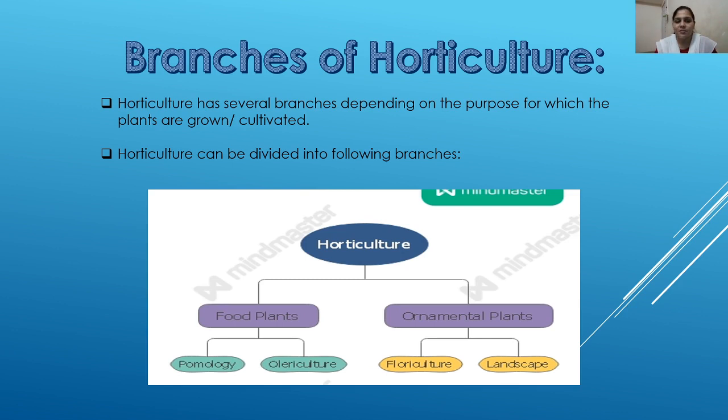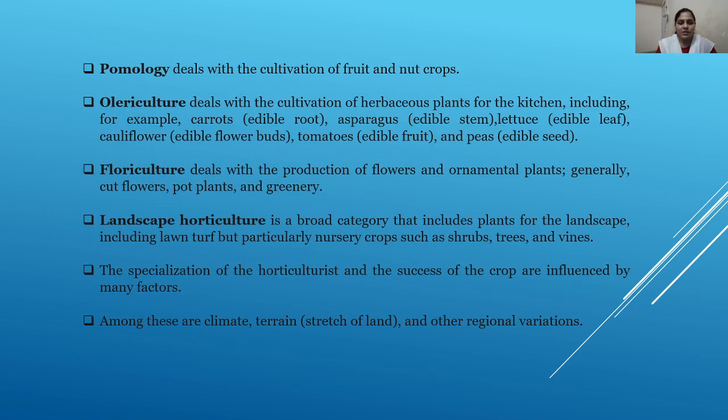The next point which we are going to study is the branches of horticulture. Horticulture has several branches depending upon the purpose or the reason for the cultivation of that specific plant. Based on this, horticulture can be divided into the following branches. The two main branches are the food plants and the ornamental plants. Food plants are further divided into pomology and olericulture, whereas ornamental plants are divided into floriculture and landscape. So we'll see these terms in detail.